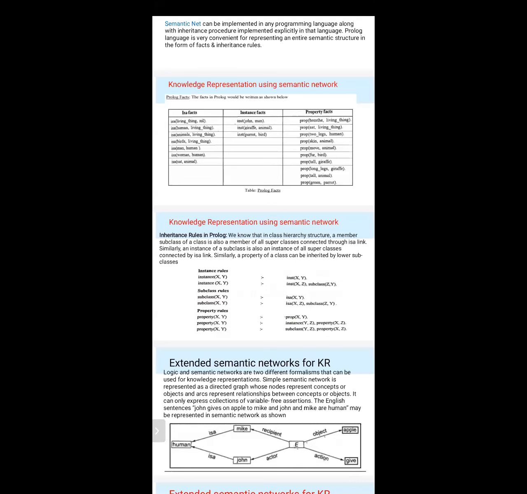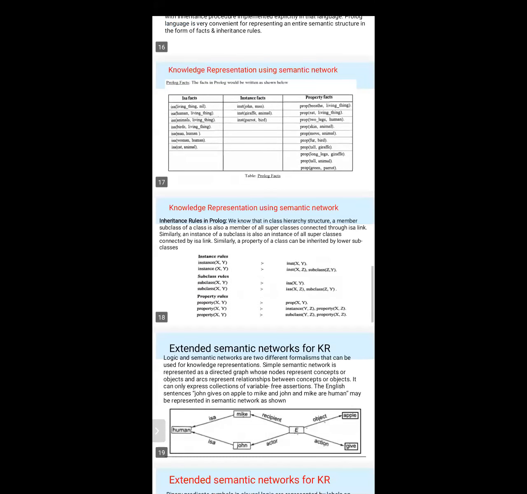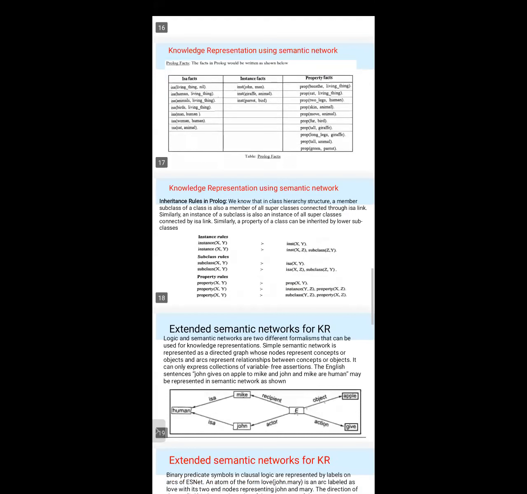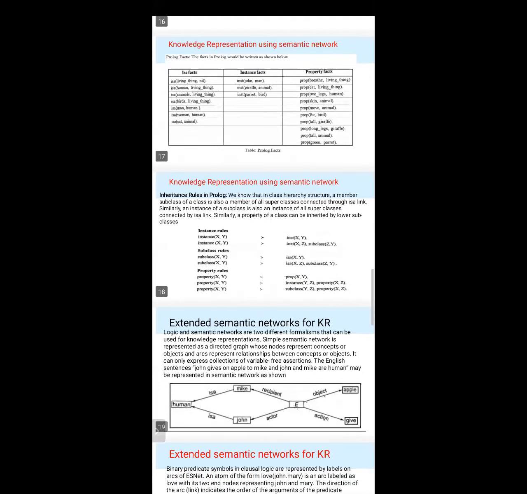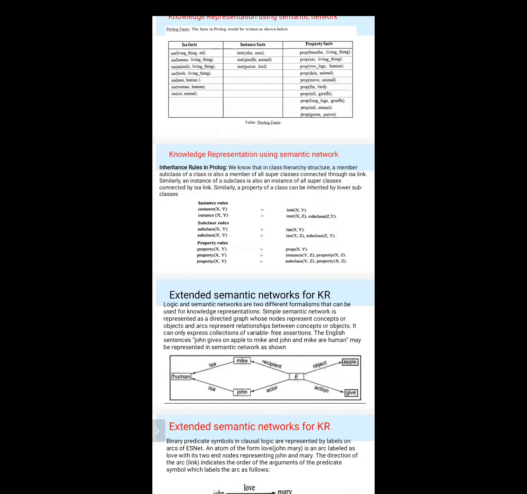Next, that is the first rule. Next one: similarly, an instance of a subclass is also an instance of all superclasses. Two things are given here: instance and ISA. Whichever nodes are connected using an ISA link, all the members of a subclass of a class are also members of all superclasses. And the second one is that an instance of a subclass is also an instance of all superclasses connected by ISA links.